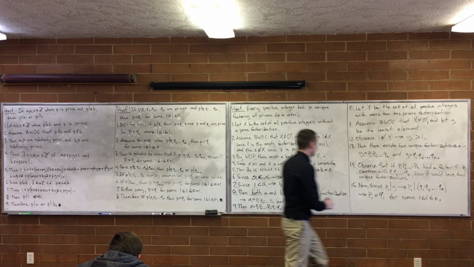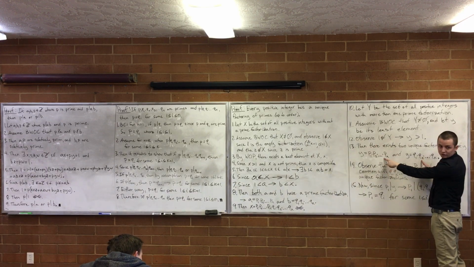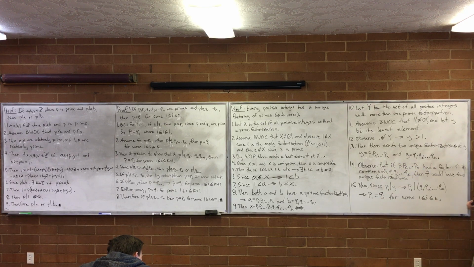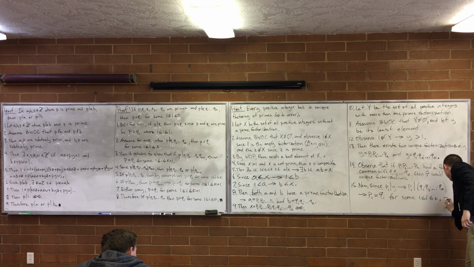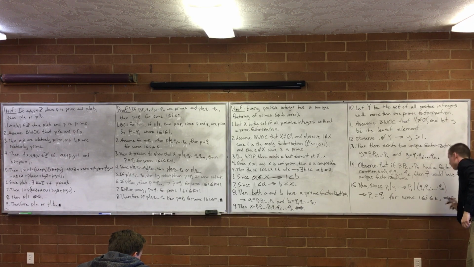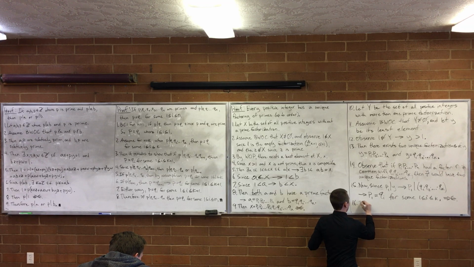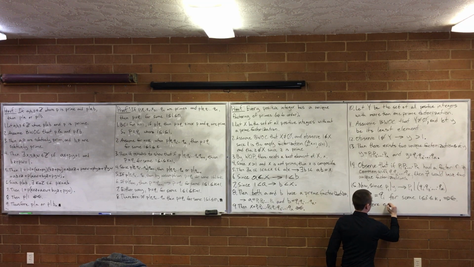So we know these two prime factorizations have no prime numbers in common. But they have to have a prime number in common. Contradiction. Therefore, every positive integer has a unique prime factorization.